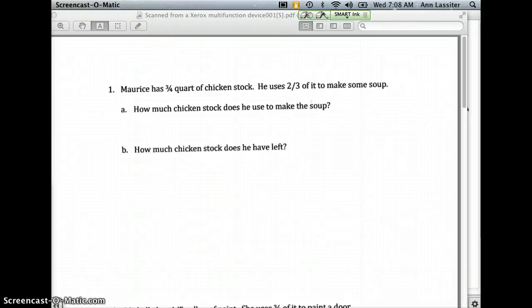Guys, it's Miss Lassiter. We're going to look at multiplying fractions and have you take some notes on these type of word problems at home. So this first problem says Maurice has 3/4 a quart of chicken stock. He uses 2/3 of it to make some soup.